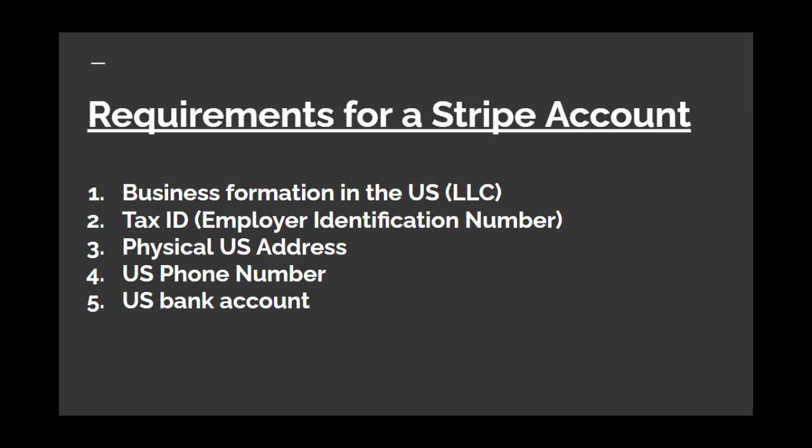So these are the requirements for a Stripe account. Number one, a business formation in the US, that is an LLC. Number two, a tax ID or the EIN. Number three, a physical US address. Number four, a US phone number. And lastly, a US bank account. Once you have all these five items, then you will be able to create a Stripe account that will be there for you to accept payments online from anywhere in the world.